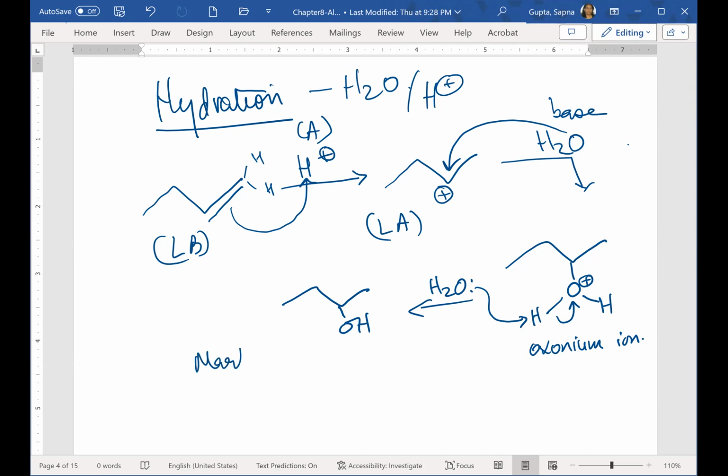So, Markovnikov addition, carbocation, of course. All right, so Markovnikov meaning hydrogen goes to the carbon with more hydrogen.